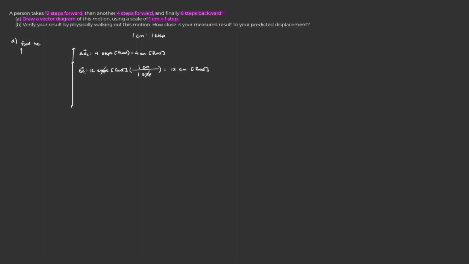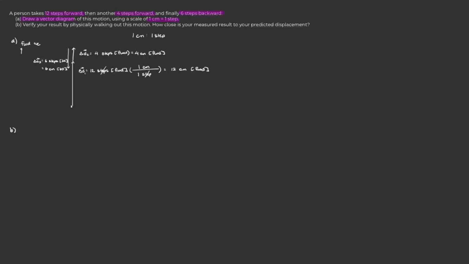Okay, and then 6 steps backwards. 6 steps backwards would cover more than the 4 steps, so we'll say it's back here now. This is delta D3 is equal to 6 steps back. All right, BK for back, and that is the same as 6 centimeters back. Okay, there we go. So there's our vector diagram. On to part B now.